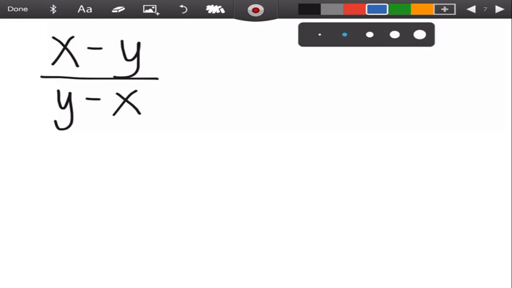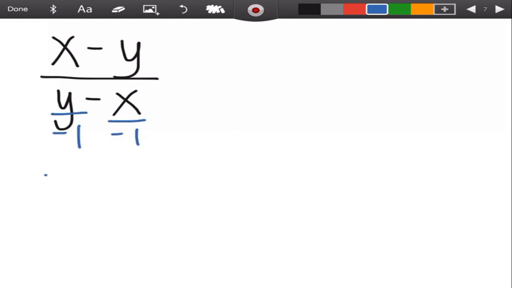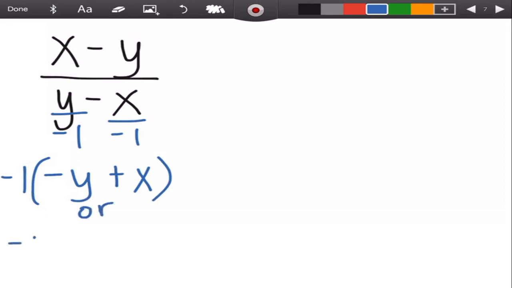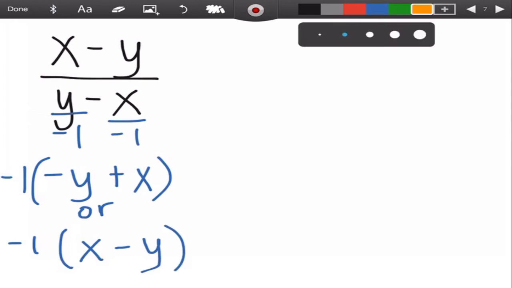So we will divide the denominator by negative 1. So y divided by negative 1, that will become negative y. And then negative x divided by negative 1, that is positive x. And then don't forget to write your CMF, negative 1. Or we can write this one as negative 1. You will write first x because it is positive, and then minus y. These two are just the same.